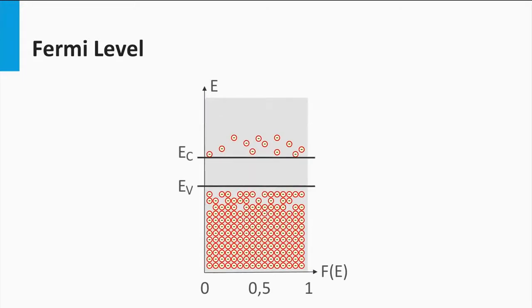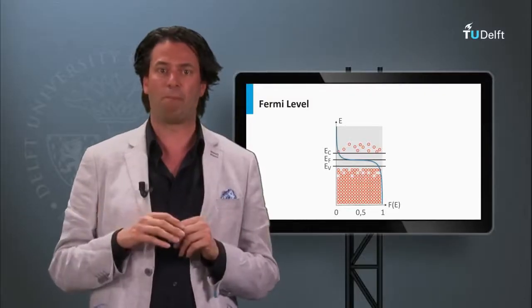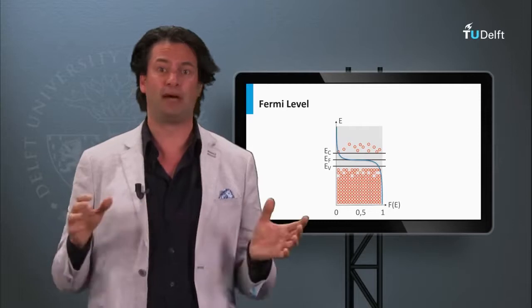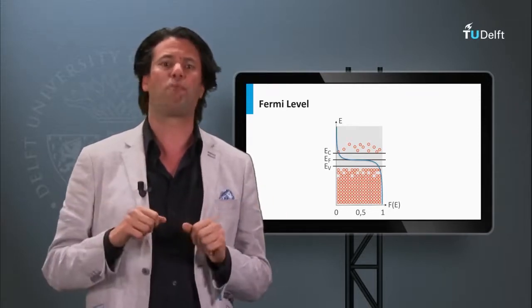However, for semiconductors, this situation is different. The valence band is almost fully filled with electrons, whereas the conduction band only has very few electrons. The Fermi level is positioned in the forbidden band gap between the valence and conduction band. According to the Fermi-Dirac function, electrons have a 50% probability to occupy the electronic states at the Fermi level. Since no electronic band exists at this level, in the forbidden band gap, no electrons can occupy this level.